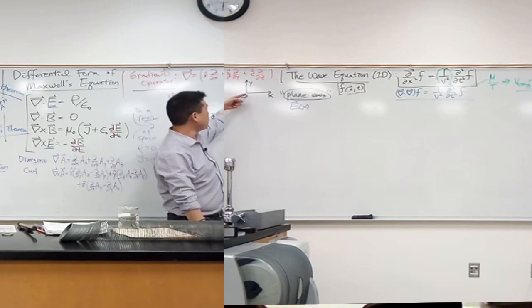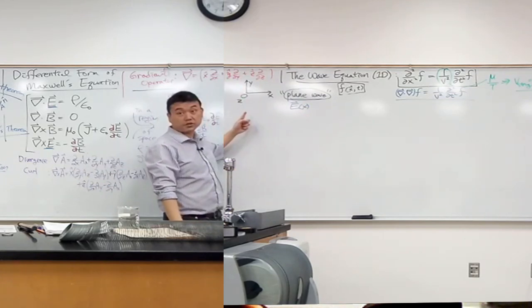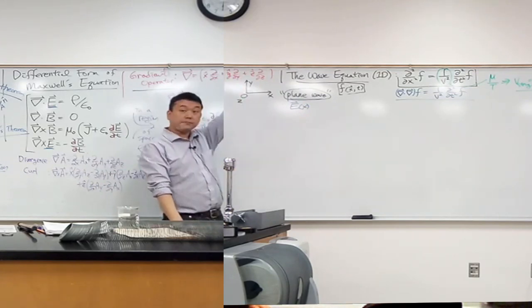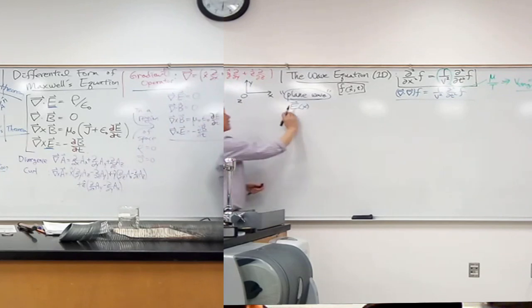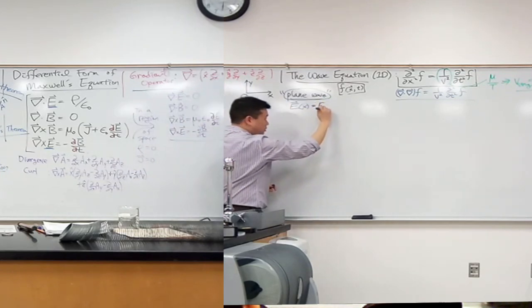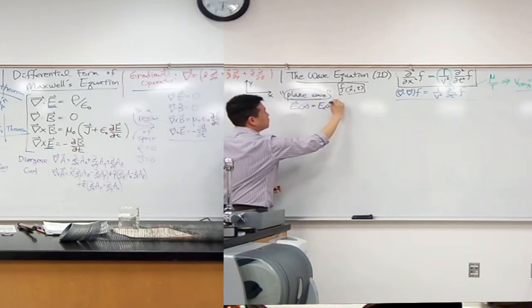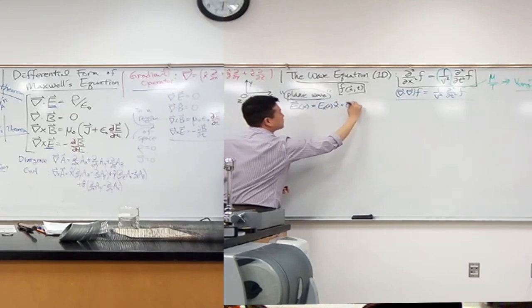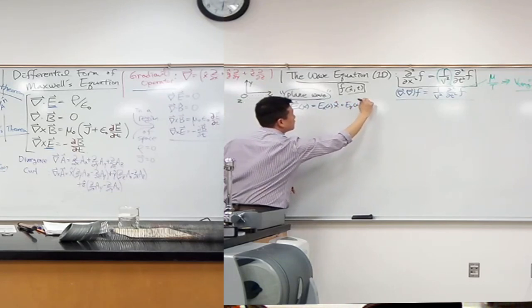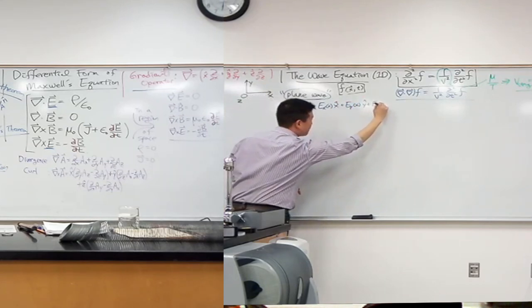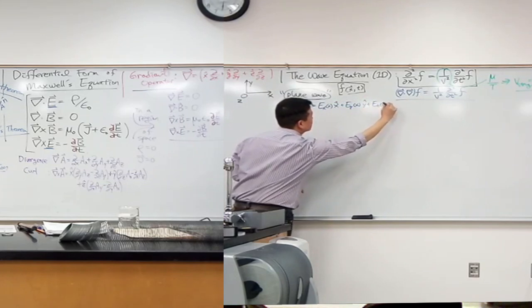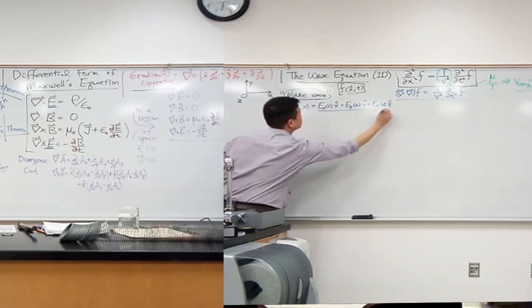Because as you move along y, your electric field shouldn't change if your wave front is going to represent a plane. So what this also means is, the x component is a function of x alone, the y component is a function of x alone, and the z component is a function of x alone. Good?